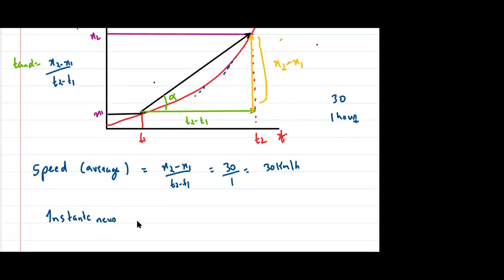For instantaneous speed, what should be the time interval? So this time interval should be very less, right? It tends to 0. Instantaneous means within a moment, so this time period should be very, very small, tends to 0. Agree?